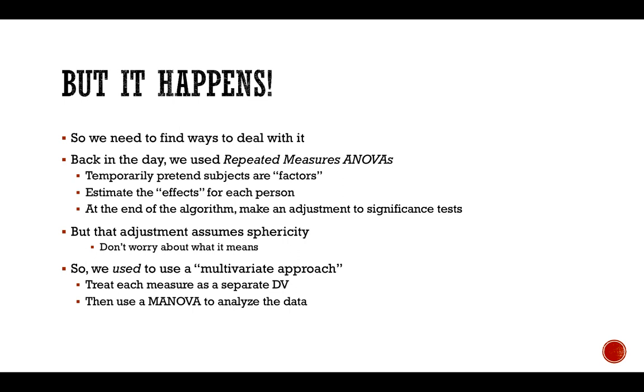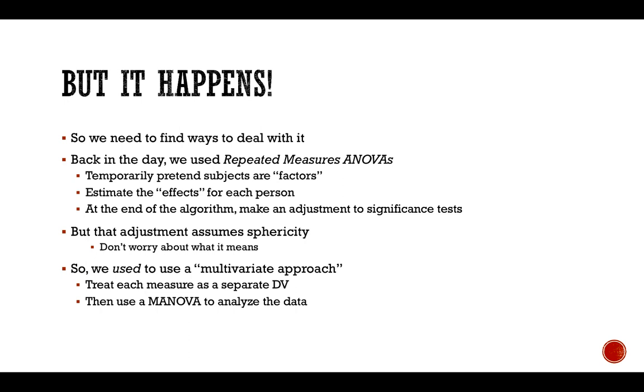Kind of complicated. So we used to address the sphericity assumption by using what's called the multivariate approach, where we treat each measure as a separate dependent variable, and then we used MANOVA to analyze the data. So that's how we used to do things. We don't really do things that way anymore, at least not many people do, because those have serious limitations. Instead, what we use are mixed models or hierarchical linear models or multi-level models. You get the idea.